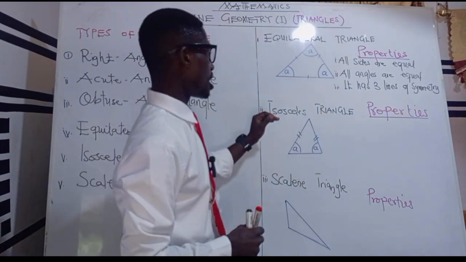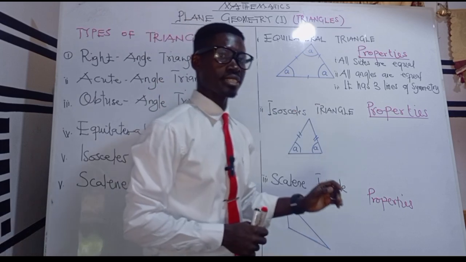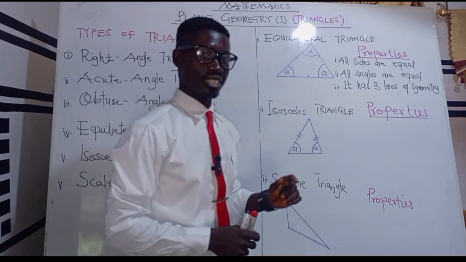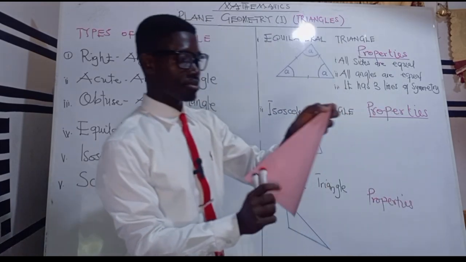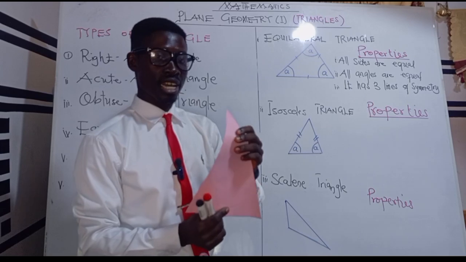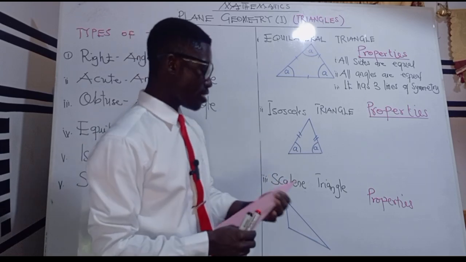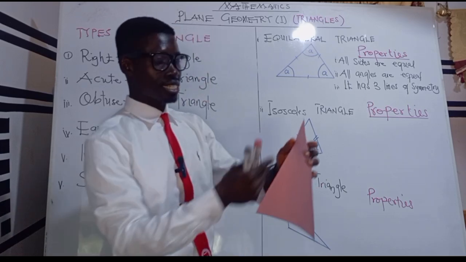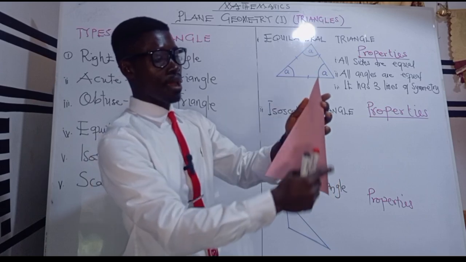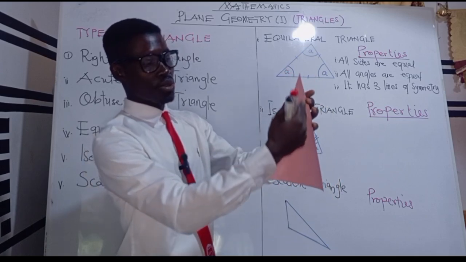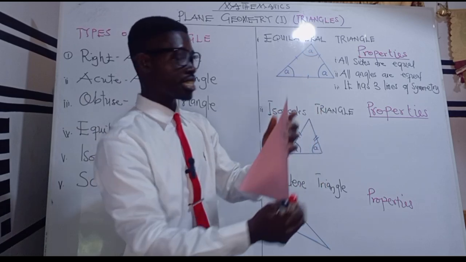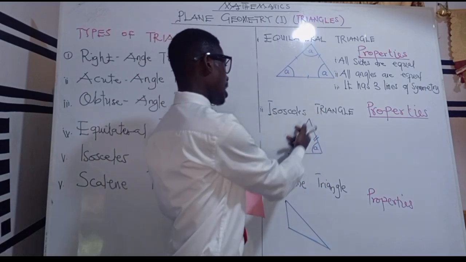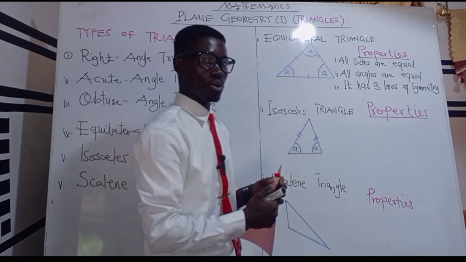Let's move on to the isosceles triangle. So this is an isosceles triangle, and I have it here. Let's look at some of the properties of an isosceles triangle. Now, one of the properties is that it has 2 sides being equal. If you take a rule and measure this length and this length, you realize that this length is equal to this length. So you can say that it has 2 sides being equal.